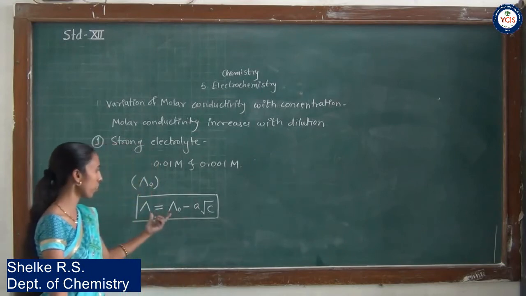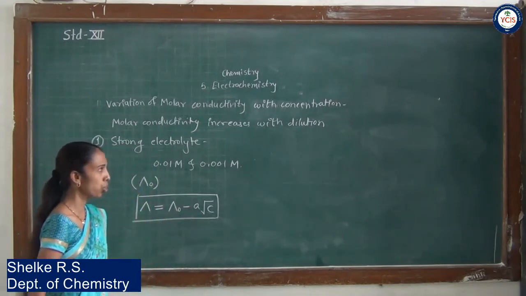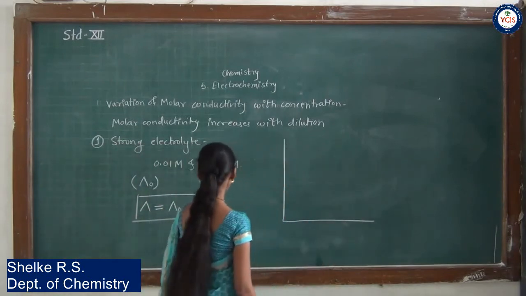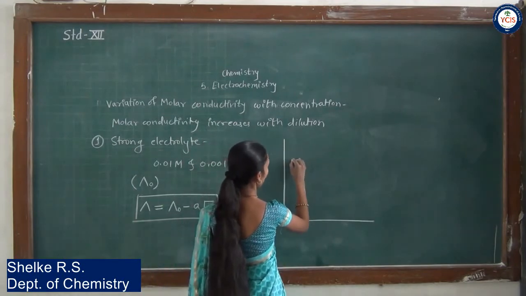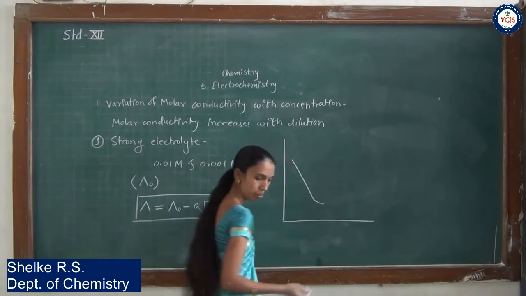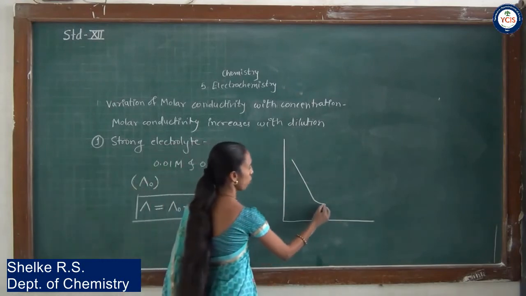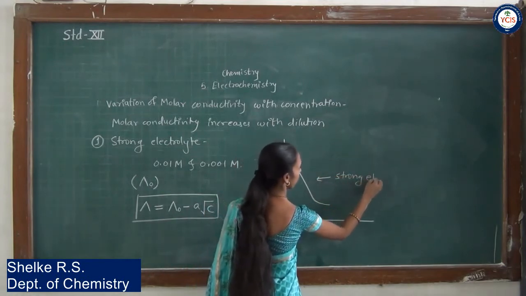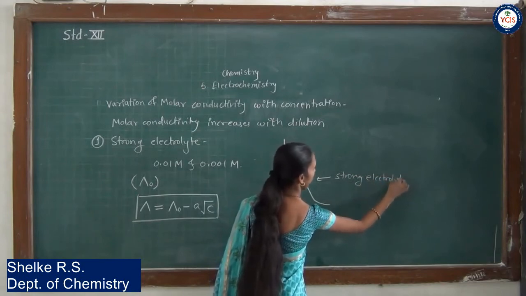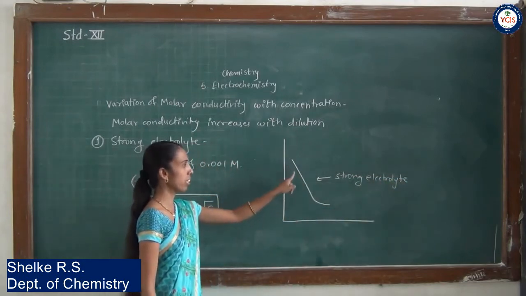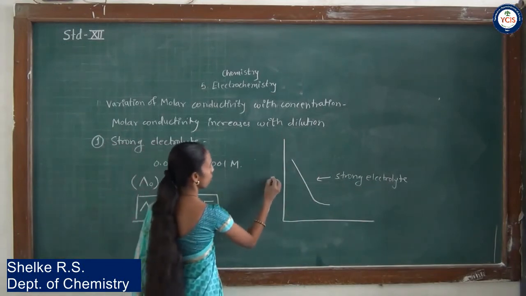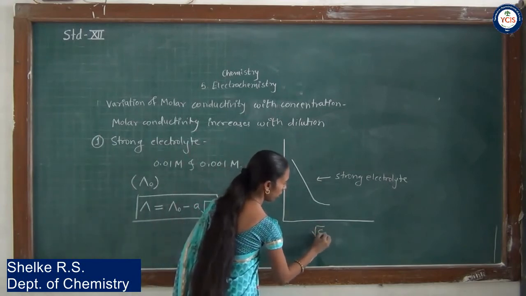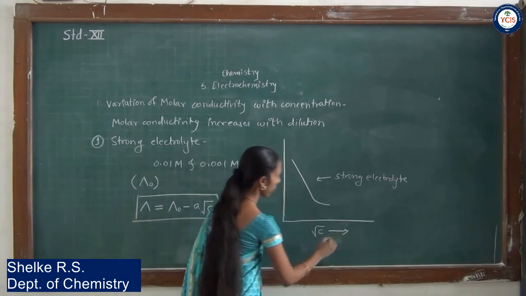When you plot the graph using this equation, you will get a linear graph, a linear relationship. Suppose this is the graph for the strong electrolyte. We are drawing the graph of molar conductivity versus the square root of concentration, and we get a graph like this.